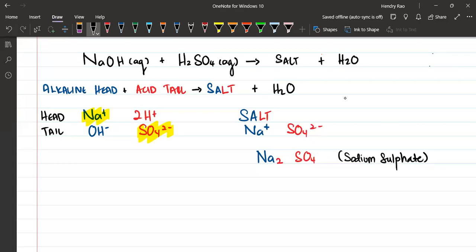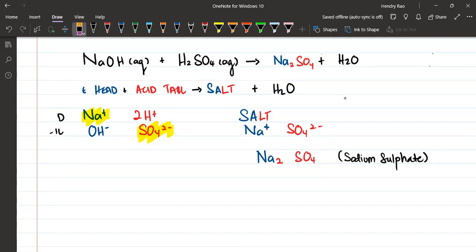Okay, sodium sulfate. Now, what I do with sodium sulfate is, I write it down here. Sodium sulfate, my salt. Now, I need to balance out the equation. So now this is where we'll do our balancing.